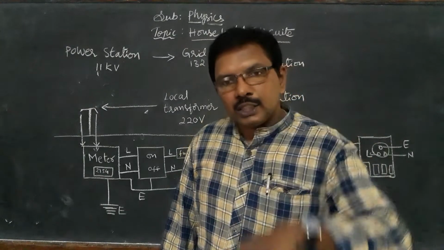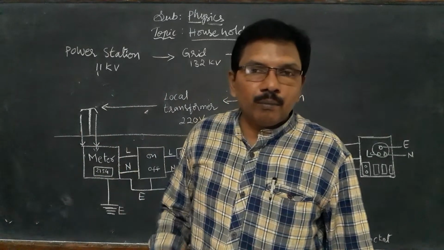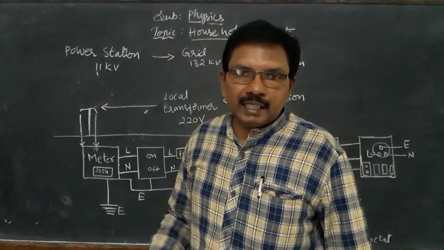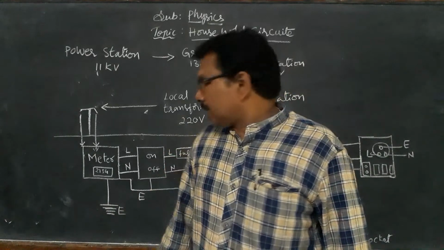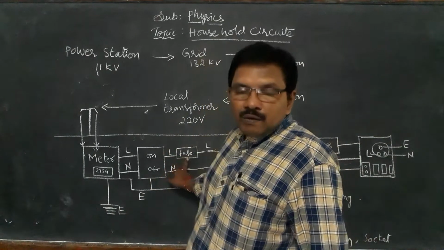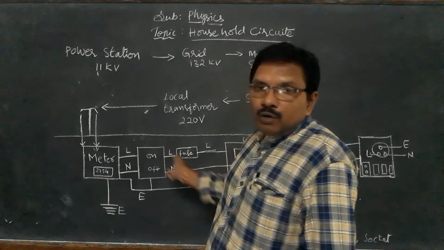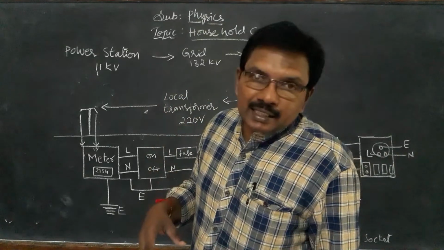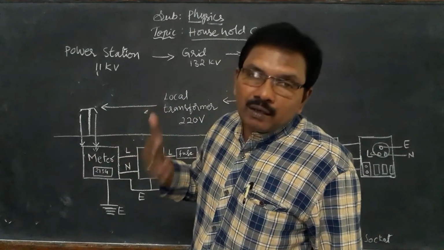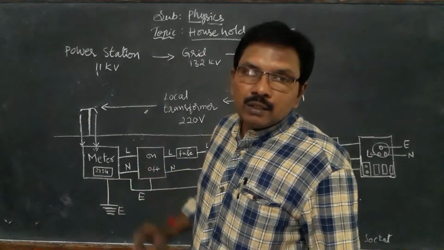Before all other circuits, the fuse should melt first and cut off the current there itself. That means the current supply stops there itself. So that is the use of fuse. By using a fuse, we can protect all our household circuits and household appliances like fridge, cooler, fan. All appliances can be protected by using a fuse.